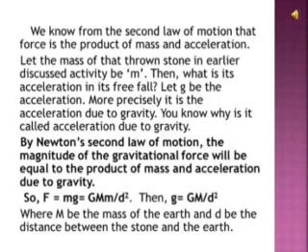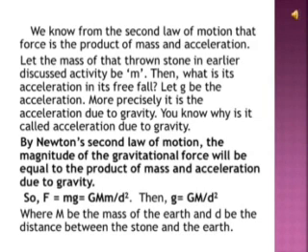We know from Newton's second law of motion that force is the product of mass and acceleration. Let the mass of the thrown stone in the earlier discussed activity be small letter m. Then what is the acceleration in its free fall? Let small letter g be the acceleration. More precisely, it is the acceleration due to gravity. You know why it is called acceleration due to gravity? Because this acceleration is produced due to the gravitational force.